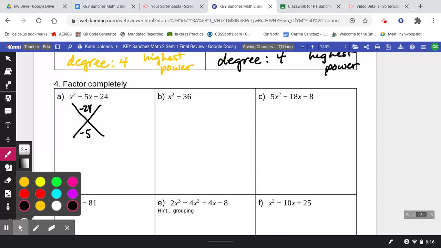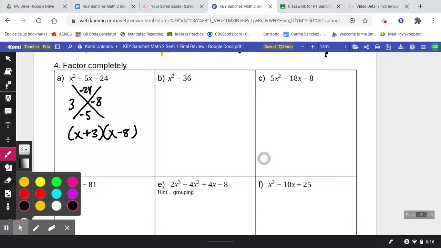But we're thinking to ourselves, what times what equals negative 24 and subtracts to give us negative 5? Hopefully you're thinking of 3 and 8. Which one's going to get the negative? 3 minus 8 equals negative 5. So my factors are x plus 3 and x minus 8. Notice it just says factor, so we stop here. We do not solve.